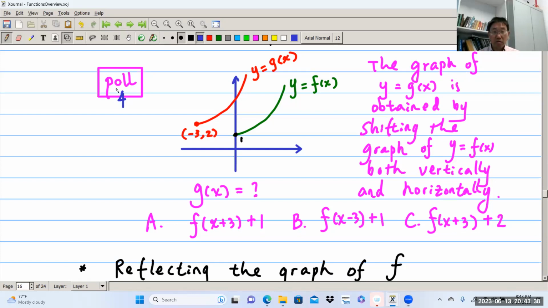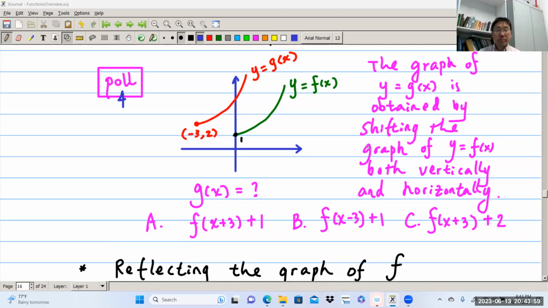Okay, so which answer choice is for g of x? What did you get? Anyone? A. Most of you chose A. Is A correct?